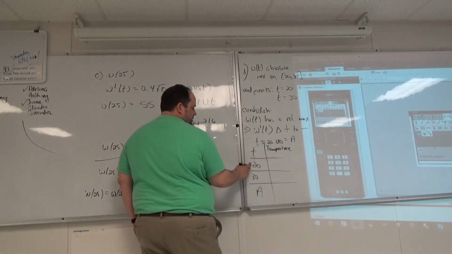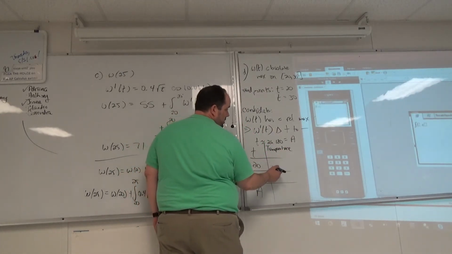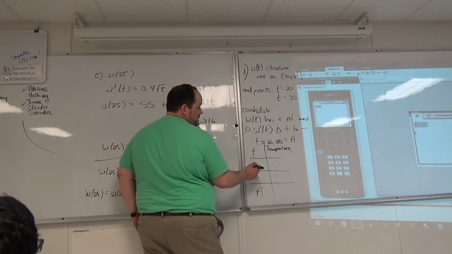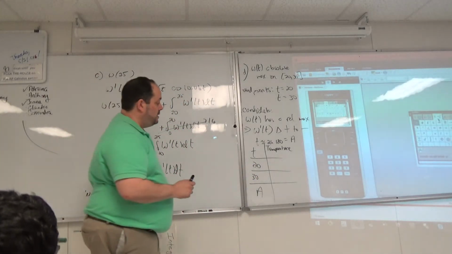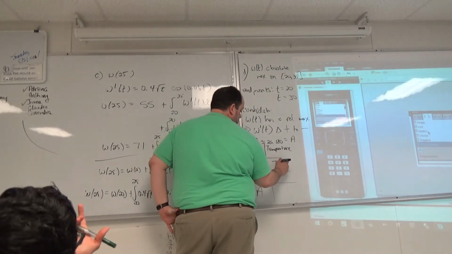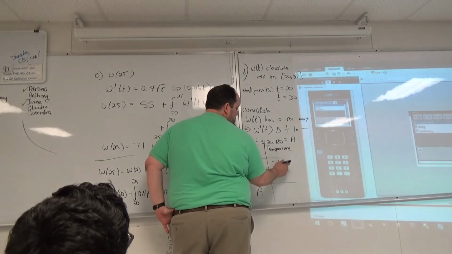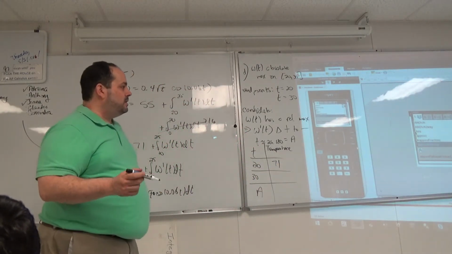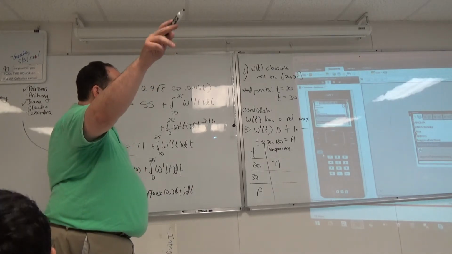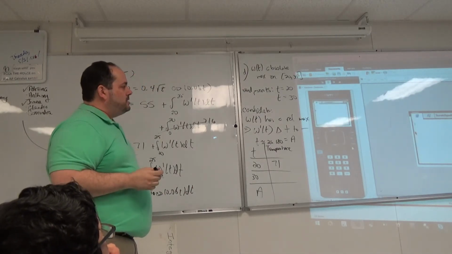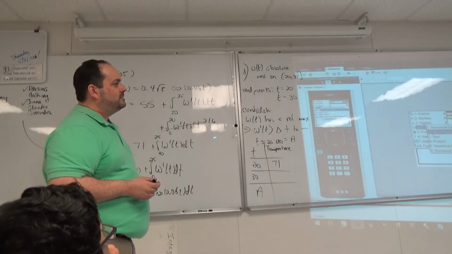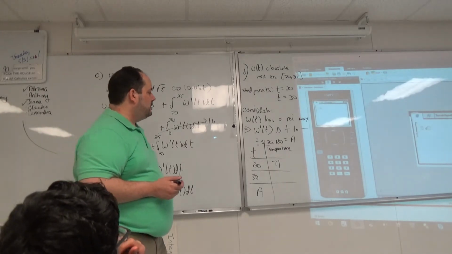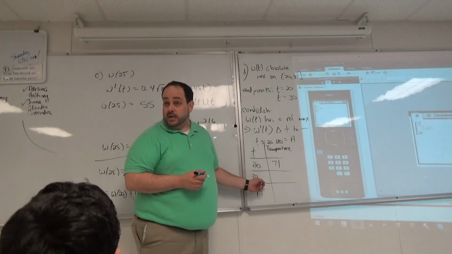So let's do it. Temperature at time 20? 71, right? You should know it. You got it from the table. Okay, you're going rogue back there. Escape. Escape. Okay, menu. Calculus, numerical integral. There you go. Okay, temperature at time 30.